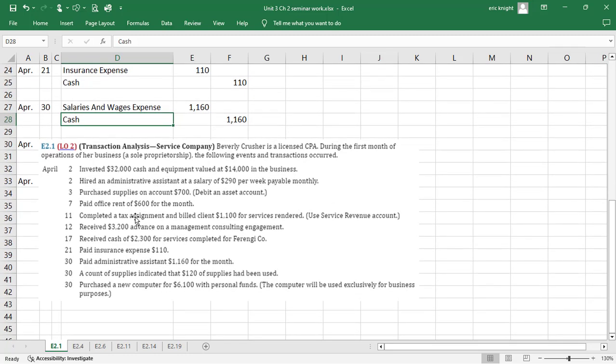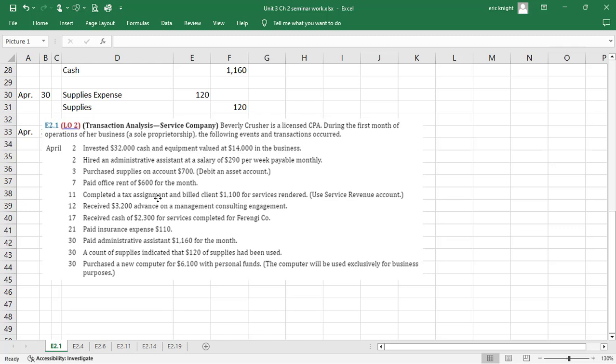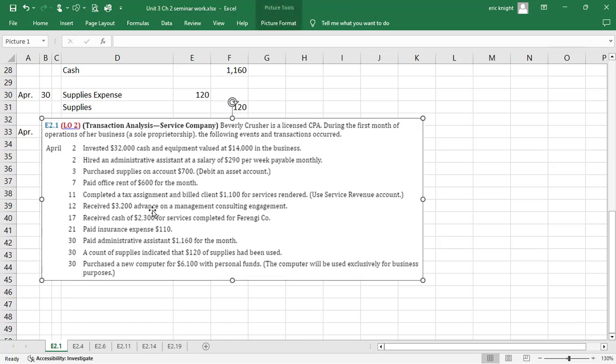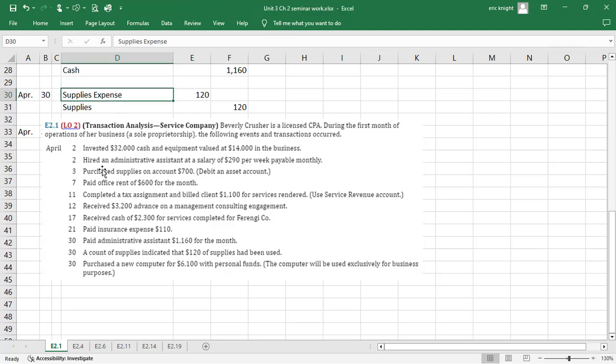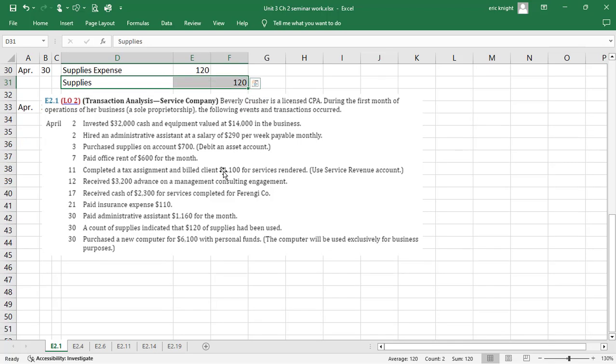Always increase your cash with a debit, or any asset with a debit, and decrease your cash, or any asset, with a credit. All right, so then we get to the supplies, and we used up some supplies. When you use up supplies, that's the definition of an expense, using up a resource. So since we used up $120 in supplies, we now have supplies expense, and those supplies that we have as a resource sitting there in the supply cabinet or warehouse or wherever you keep them, those are going to be decreased, so that asset goes down.